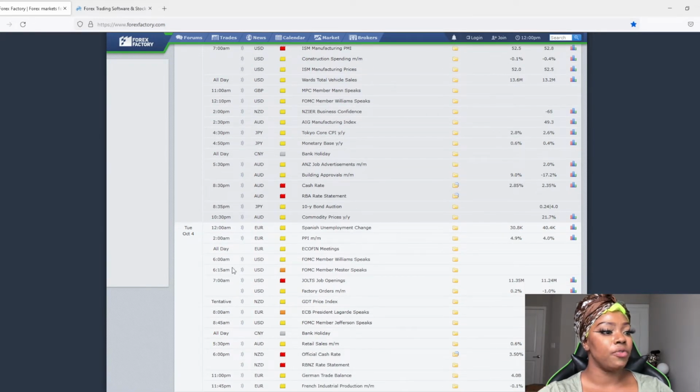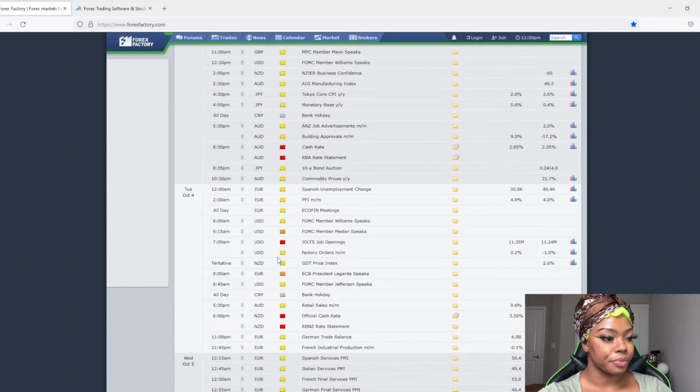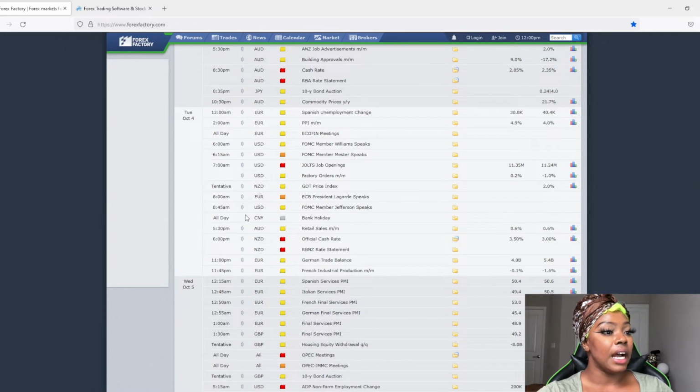Tuesday, October 4th, we have an FOMC member speaking, and then at 7 we have the JOLTS job openings report. That's going to cause major volatility because half of our economy is gauged on whether the American people are working or not, so that's going to be big. At 6 o'clock for the New Zealand dollar, we also have the official cash rate statements. That one's going to be big.